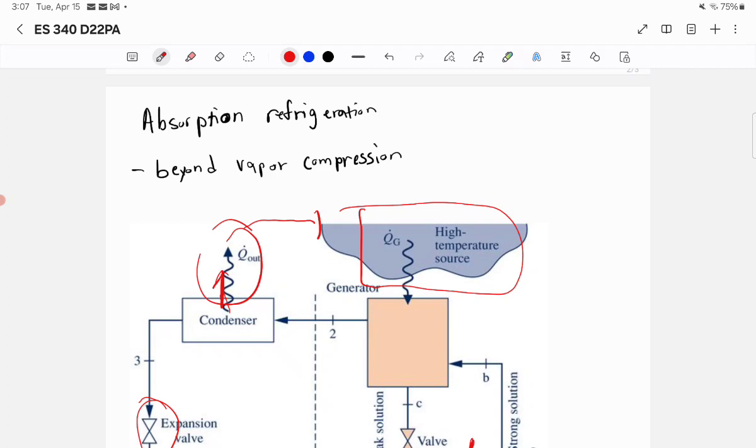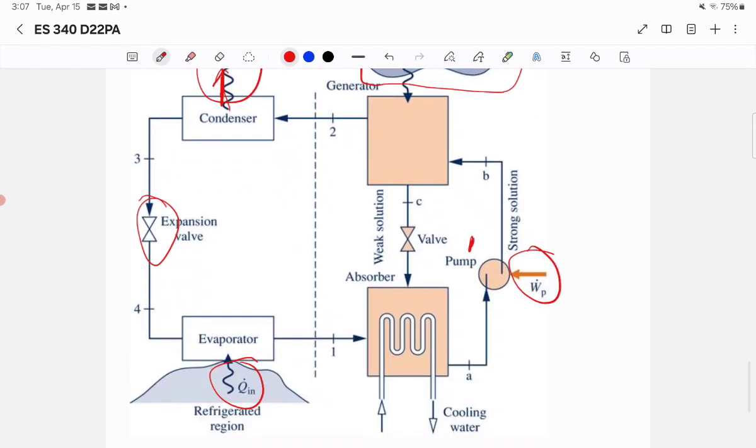And what often is done is there is some kind of something that's being burnt, natural gas or something, to provide the high temperature source here in the system.